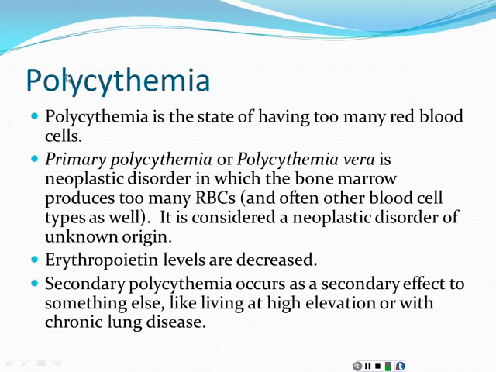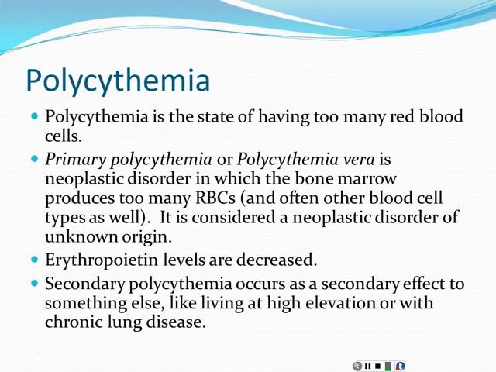So there's two types of polycythemia. There's primary and there's secondary. In primary polycythemia, which is also called polycythemia vera, it's a primary disorder. In other words, it's not caused by something else. It's an inherent disorder all by itself.